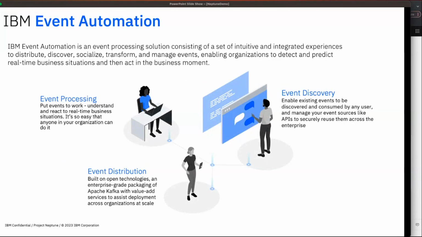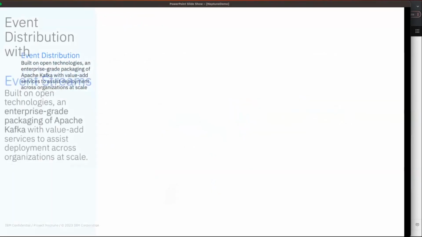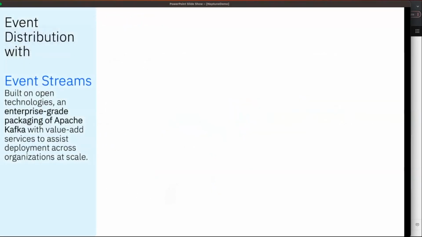I'm just going to quickly give a brief overview of each of these and show you what they look like in Event Automation before I go into a deeper dive of a demo, so hopefully you can follow along a bit more. Firstly, we have event distribution. At its core, this is all about the ability to distribute events.